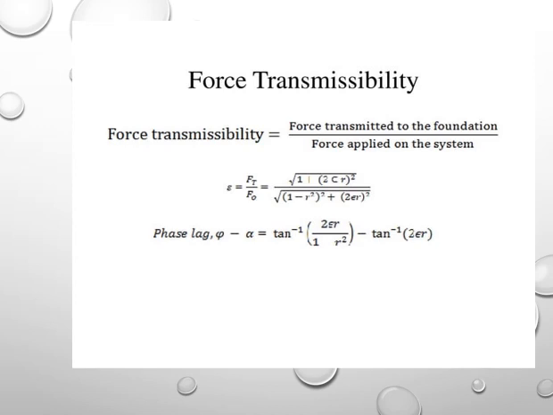Therefore, epsilon equals square root of (1 plus (2 C by Cc r) the whole square) by the square root of (1 minus r square) the whole square plus (2 epsilon r) the whole square. The phase lag phi equal to minus alpha equal to tan inverse of 2 epsilon r by (1 minus r square), minus tan inverse of 2 epsilon r.